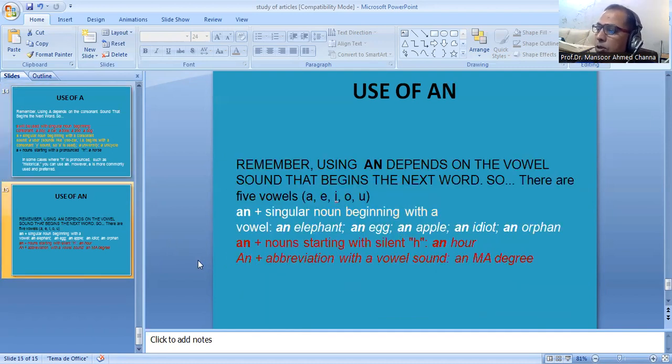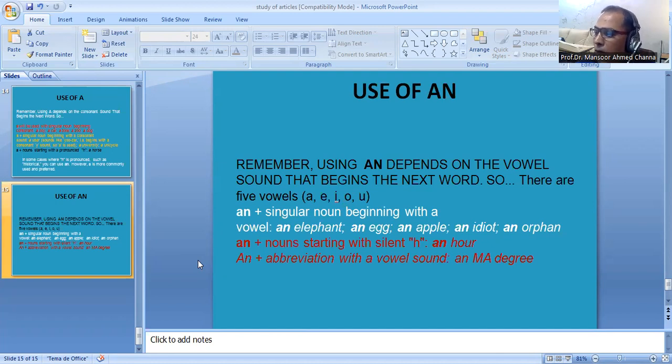Similarly, let's come to the use of an. Remember, using an depends on the vowel sound that begins the next word. So, there are 5 vowels: A, E, I, O, U. An is used with a singular noun having a vowel sound. For example, an elephant, an egg, an apple, an idiot, an orphan.